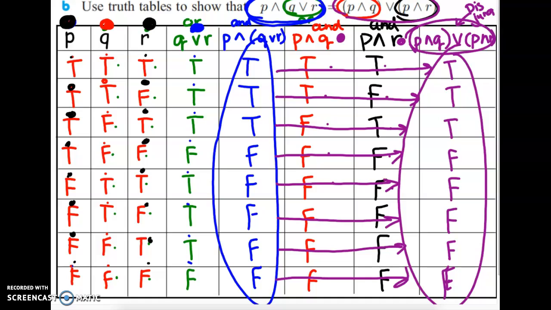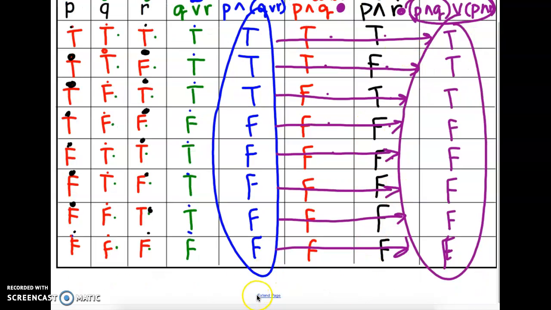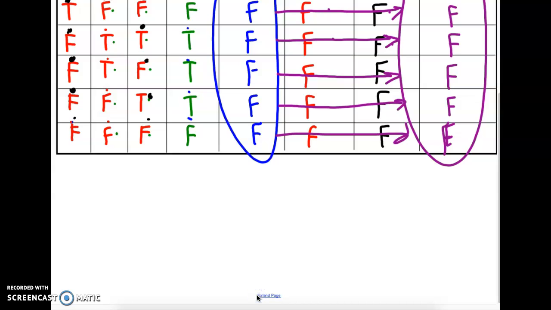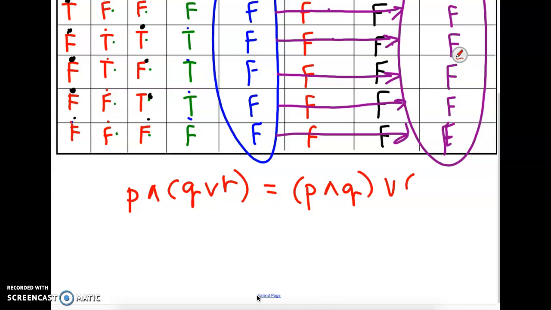So I'm just going to extend this page. And how we finish this up is: P and Q or R has the same meaning as P and Q or P and R. They are logically equivalent.